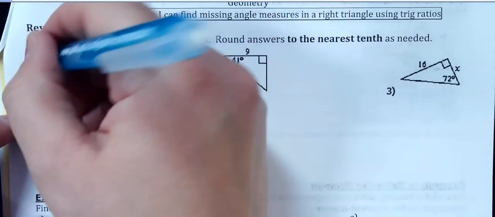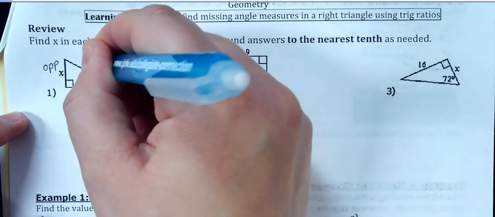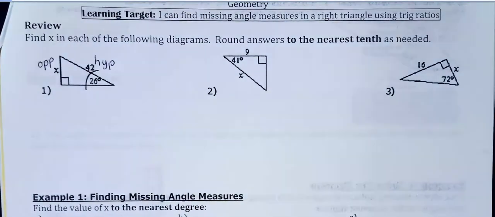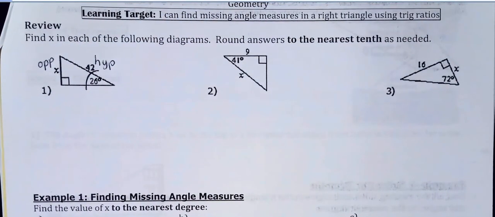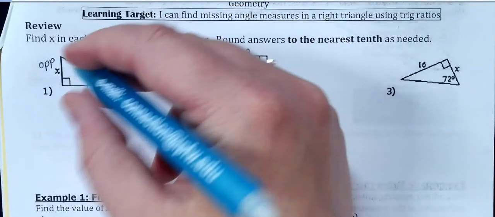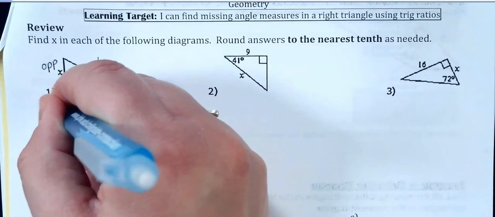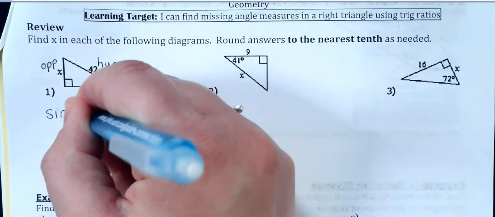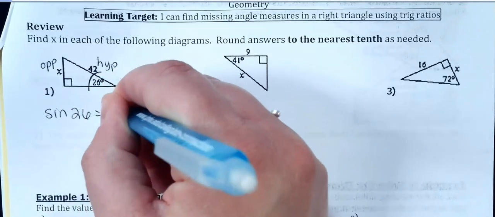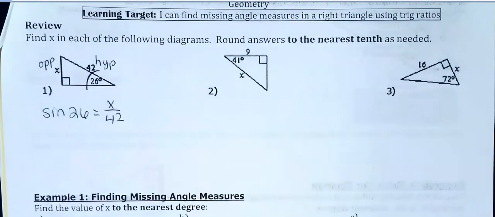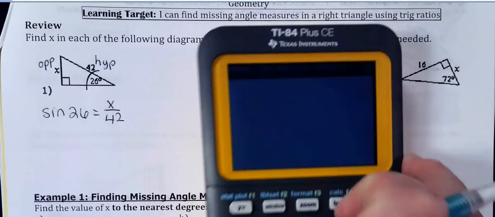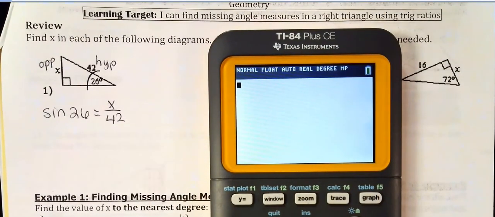So I would say x is opposite. 42 I know is the hypotenuse. It's across from the right angle. So if I'm using my SOHCAHTOA, when I have opposite and hypotenuse, that is going to be sine. So I'm going to set up my trig ratio. Sine of 26 equals the side opposite over the hypotenuse. And then all we have to do to solve the problem there is multiply both sides by 42.